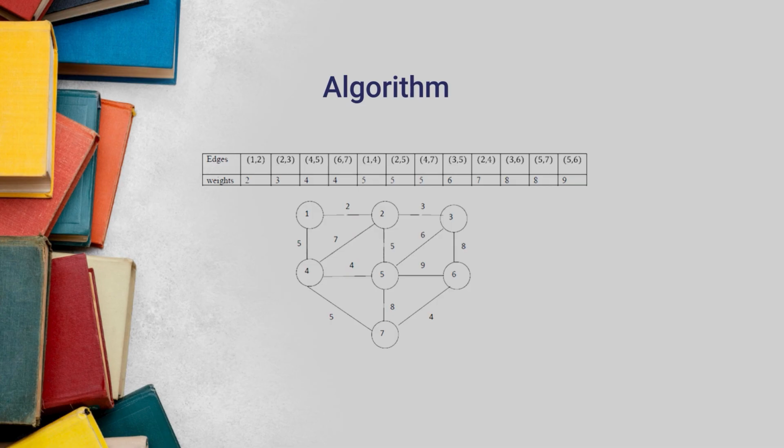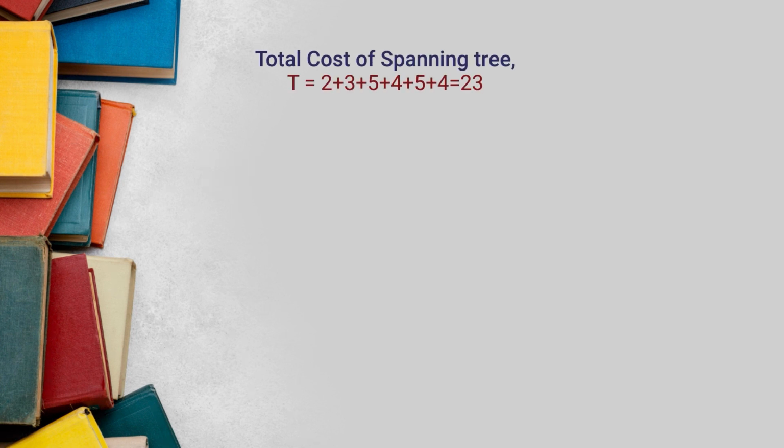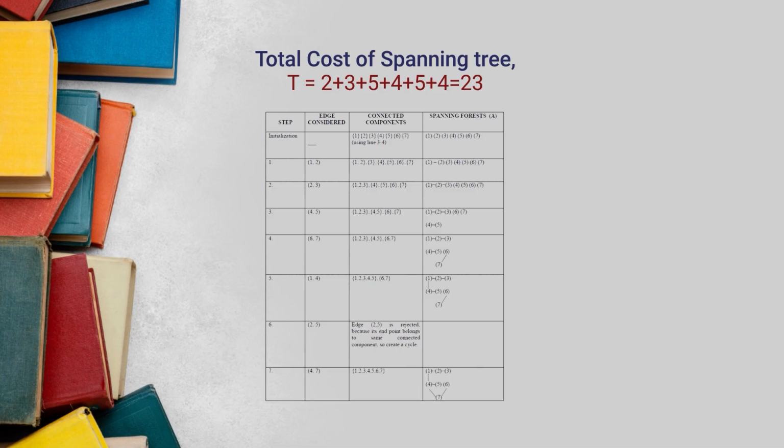Firstly, you will start with the inclusion of the minimum cost edge. The first edge to be added in the algorithm is 1, 2. So you add 1, 2 in the set. By adding 1, 2, no cycle is formed. The next minimum cost is 3, that is 2, 3. By adding the 2, 3 edge, again you are not getting any cycle, so you can simply add it. The next minimum cost is 4. By adding 4, 5, again you are not getting any cycle. You can simply add it.